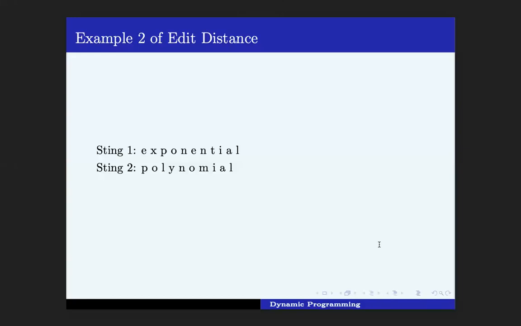So here, I have a string exponential and a string polynomial. Can somebody quickly tell me some nice things through which you can change something? We can remove EX, push PO to the left, and put LY in that place. Okay, so 4 operations. It's 4.